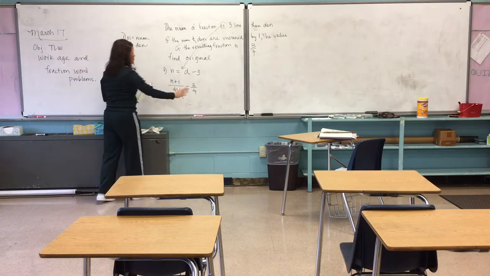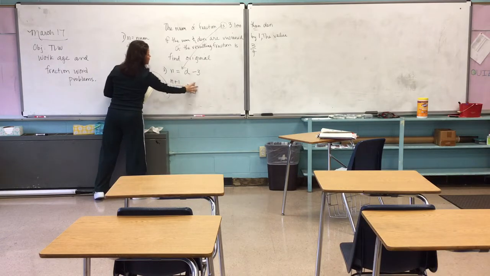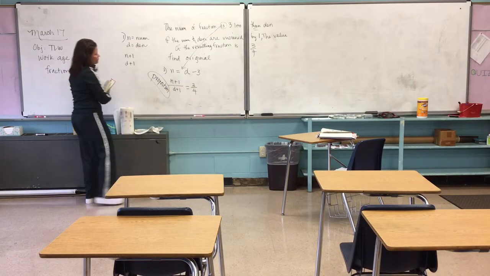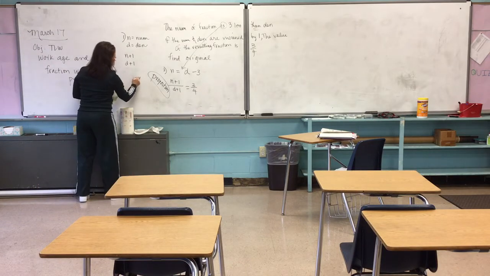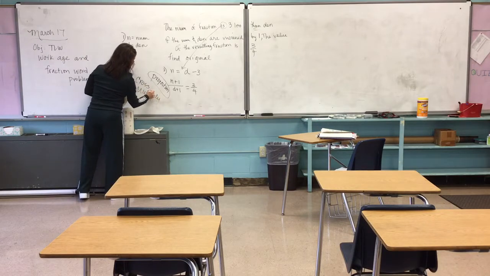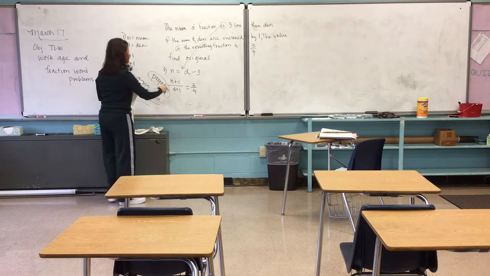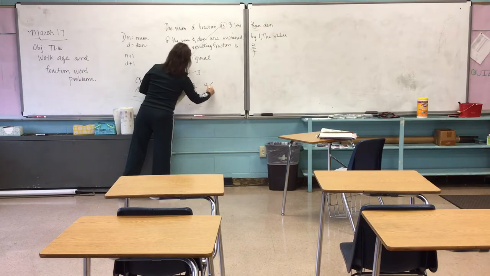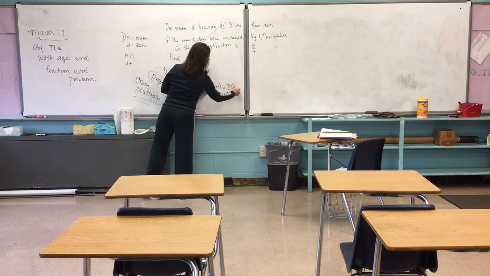A couple of different ways to do this. We call this a proportion, 2 ratios that are equal. How do I solve a proportion? I'm hoping you're saying cross multiply. You talked about this before. When you have a proportion, you have to cross multiply. So if I cross multiply, it's 4 times n plus 1 equals 3 times d plus 1.